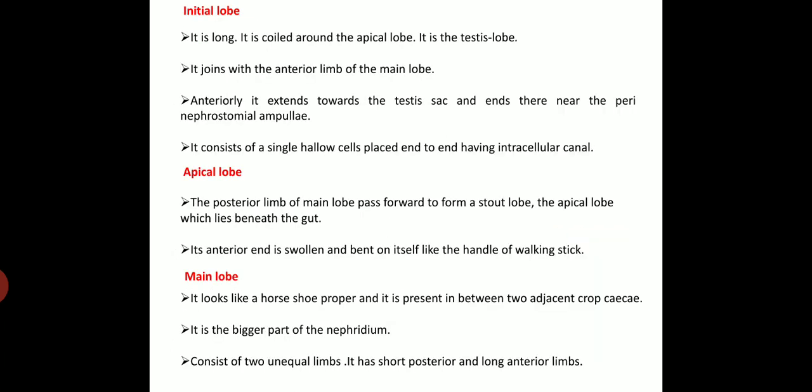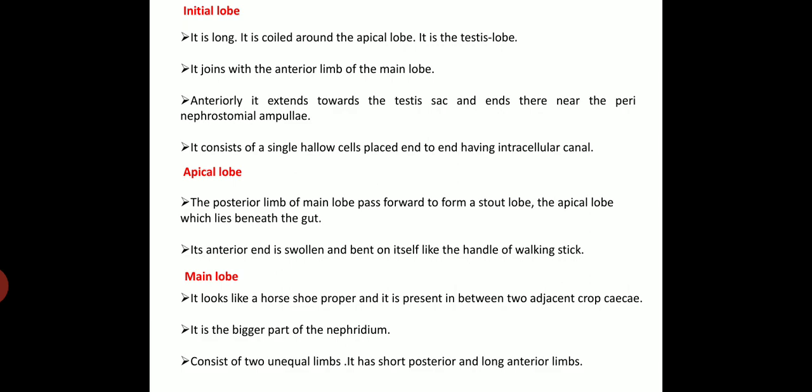Second one is the initial lobe, which is a canal-like structure, also called the testicular nephridium. It is long and coiled around the apical lobe. It is the testis lobe. It joins with the anterior limb of the main lobe. Anteriorly it extends towards the testis sac and ends there near the perinephrostomial ampullae. It consists of a single row of halo cells placed end to end, having an intracellular canal.